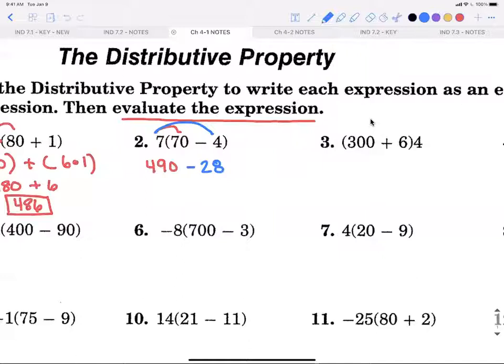Keeping your multiplication rules straight. When you're multiplying 2 negatives or 2 positives, your answer is positive. When you're multiplying a positive and a negative, you get a negative. Then you've got to switch your brain to addition and subtraction rules, because then you've got to simplify the next step. So here we've got 490 minus 28, which is 462. And that's your final answer, because that is as simplified as you can get, okay?